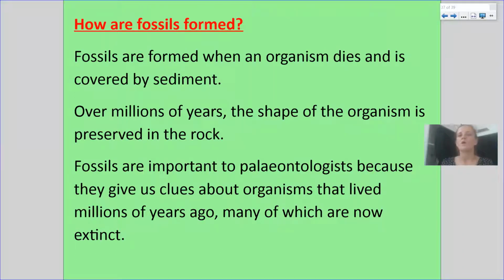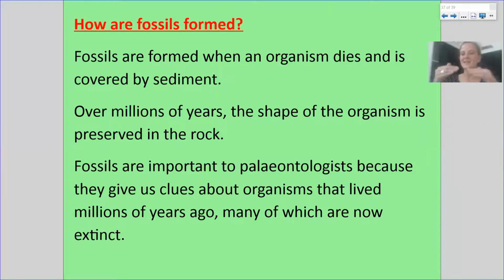So fossils are formed when an organism dies. So an animal or a plant dies, and this is then covered with sediment. Over millions of years, the shape of the organism is preserved in the rock. And fossils are important to paleontologists because they give us clues about organisms that lived many years ago, many of which now are extinct and we no longer have.